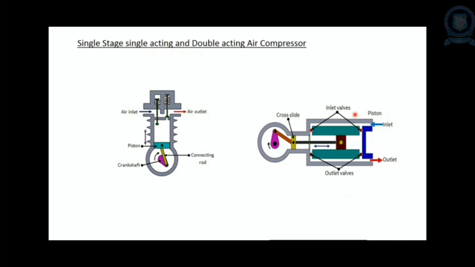This is single stage double acting compressor. Double acting compressor means both sides of the piston will be activated. That is, the suction and delivery take place on both sides of the piston. So when the piston moves from IDC to ODC, suction takes place at the inner dead center. At the same time, delivery takes place at the outer dead center. So like this, both sides of the piston will be activated, suction and delivery. So this is the working of single stage, single acting and double acting air compressor.